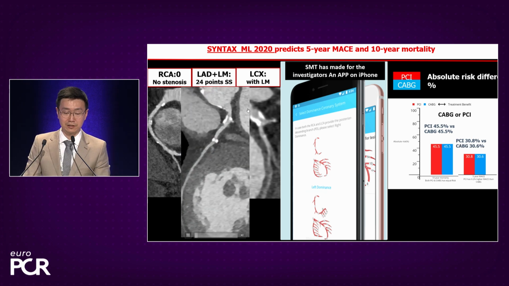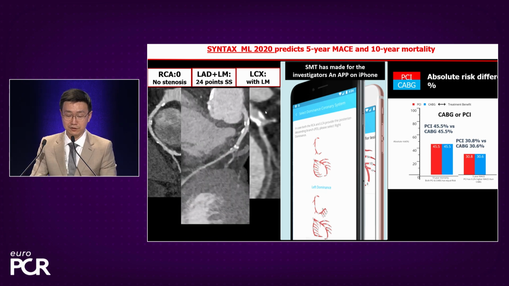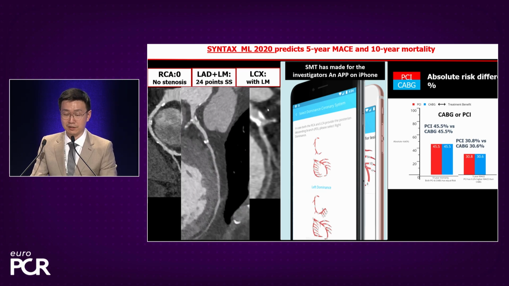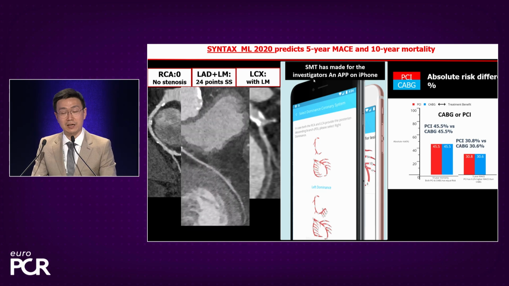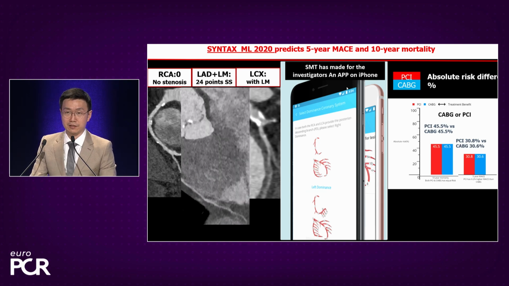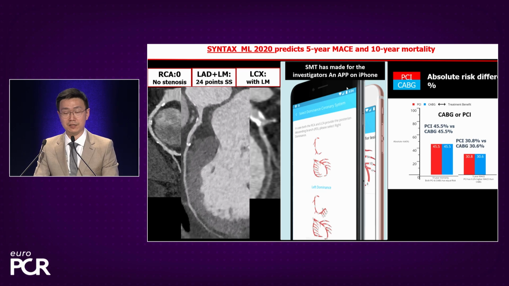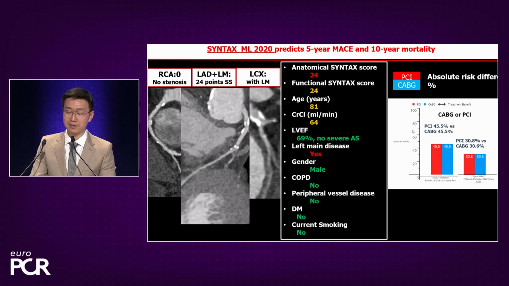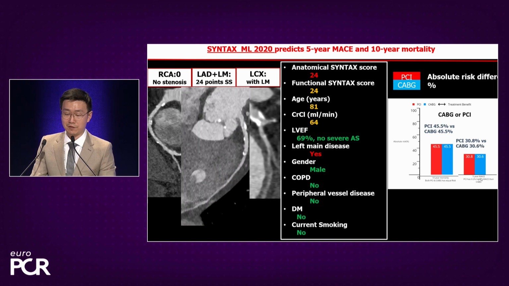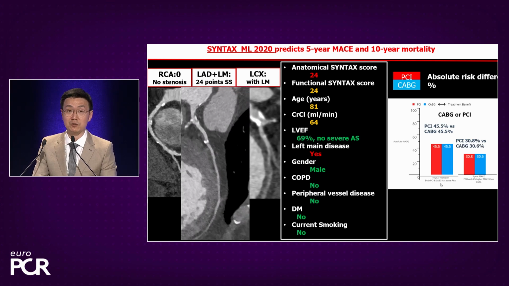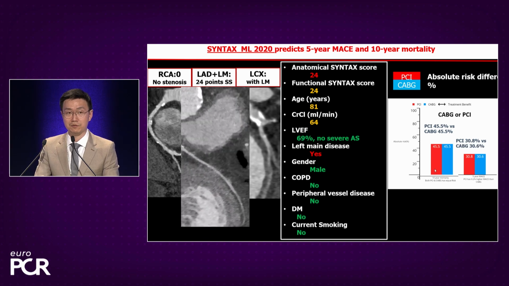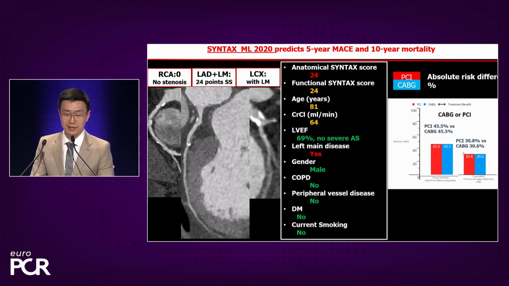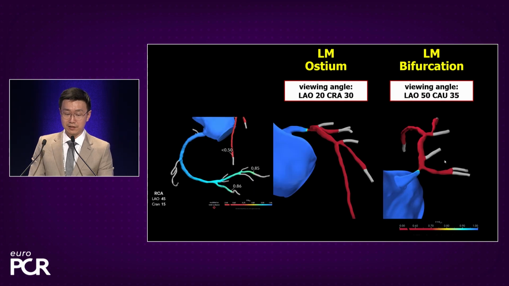And take a look at the multiplanar of the left side. You can appreciate that we calculate the left main and the LAD lesion. With the app provided by the SMT, you can input clinical information and get the SYNTAX 2020 to get the 5-year and 10-year MACE rate. For the 5-year MACE rate and the 10-year mortality rate, you will find that this patient has nearly identical 5-year MACE rate and 10-year mortality rate.